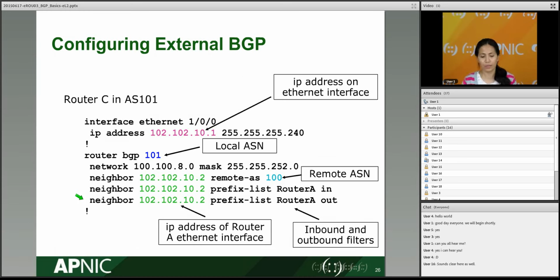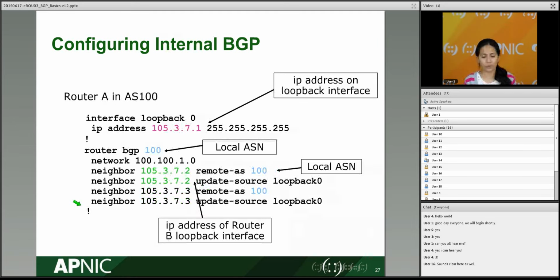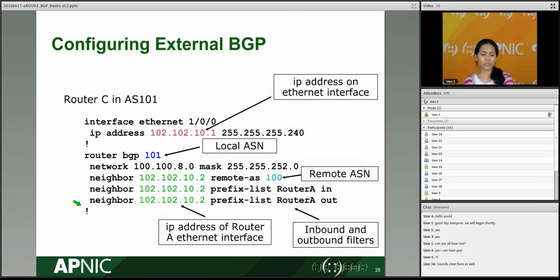So that's one. Now, how does it look from router C? Router C is in AS101. So very similar, right? Here, I identified my interface settings. I have router BGP 101, which is router C's AS number, and then the remote AS will now be AS100. So you can see that from here. I also specify my own filters, not dependent on my neighbors. So that's pretty much how you configure eBGP.